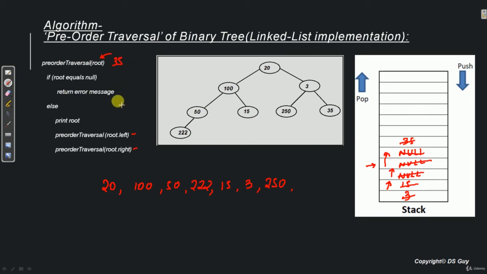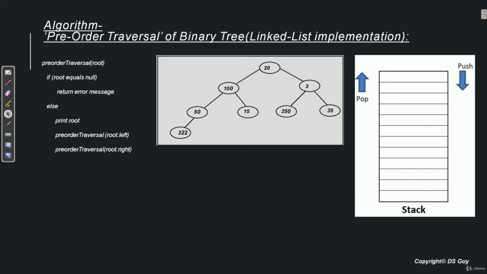If root equals null, no, else print root. So it will print 35. And then root.left and right both are null, so it will not do anything. So we see this is our pre-order traversal: 20, 100, 50, 222, 15, 3, 250 and 35, which was exactly the same as we have seen in our previous slide. Fine. So I hope you have understood how to do a pre-order traversal in a binary tree.